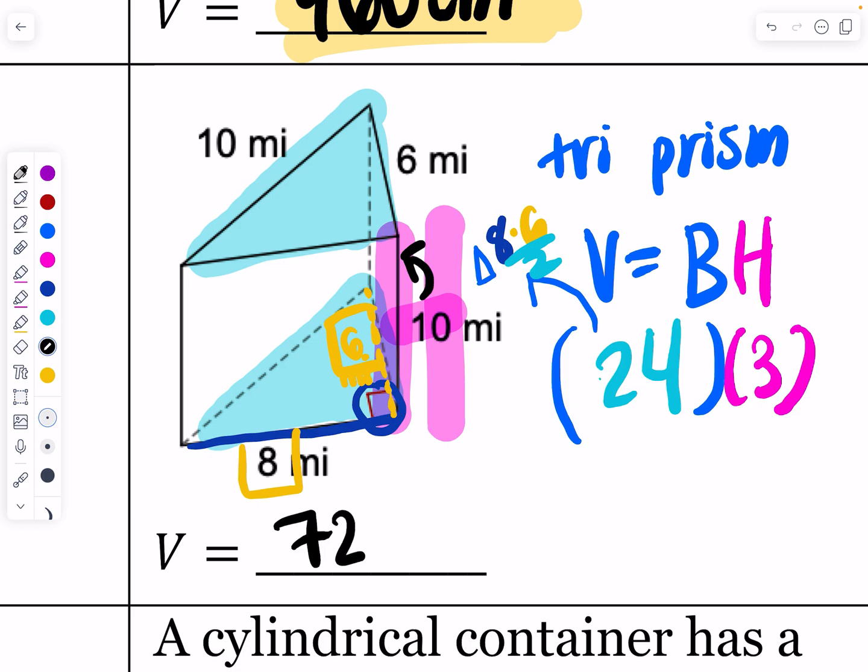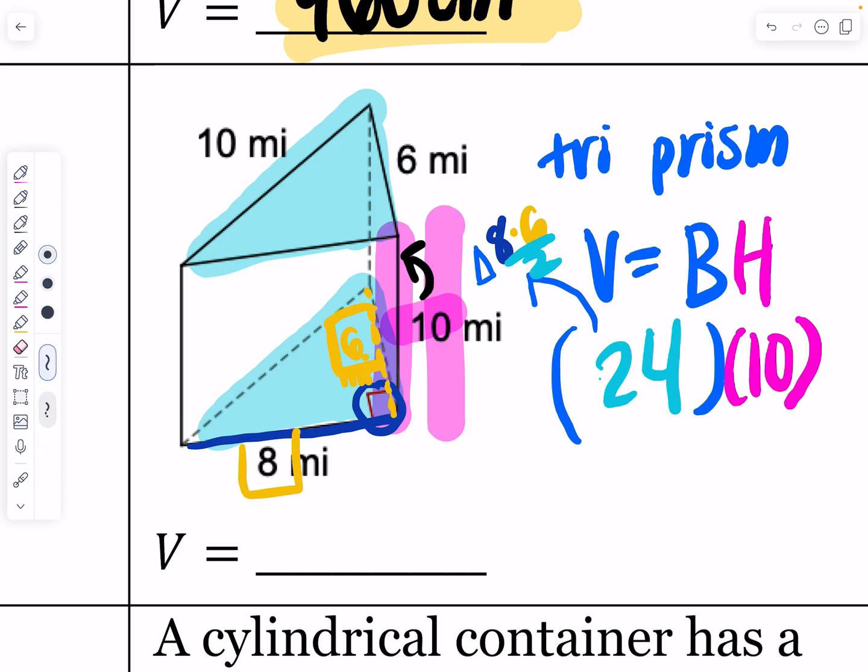24 times. Y'all, why did I write a 3? I am so sorry. I was like, this is not big enough. This is going to be 24 times 10. I'm not sure why I wrote down a 3 or where I even got a 3 from. Okay, so my height between those two, I highlighted it right. I just wrote it down wrong. That is going to be a height of 10. So that's going to be 24 times 10. So good catch. If you caught that, you stumped Miss Hall. I couldn't figure out why I had written that down.